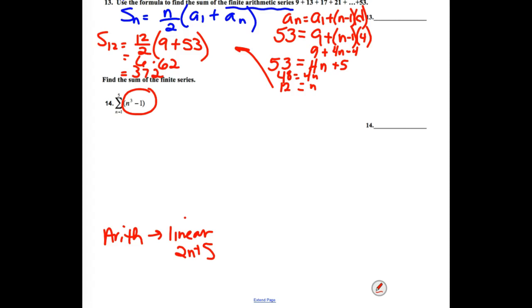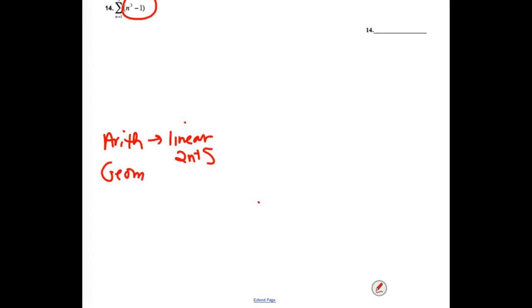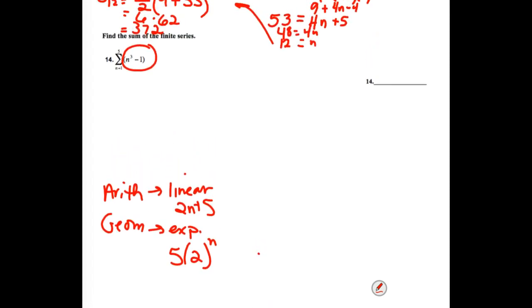If it is geometric, it has to be exponential. So you have to have things like 5 times 2 to a power. Your variable has to be the power for it to be geometric. What we have here, we have a power, but our power is not a variable. So this is one of those cases where this is not arithmetic and it's not geometric.